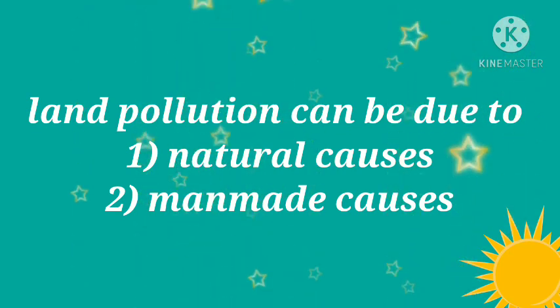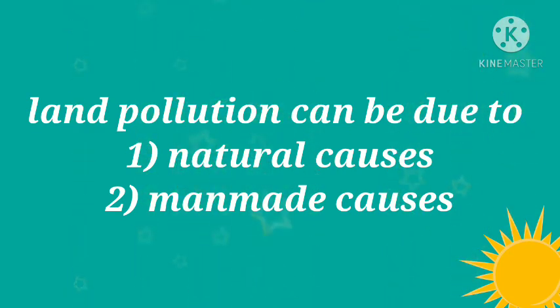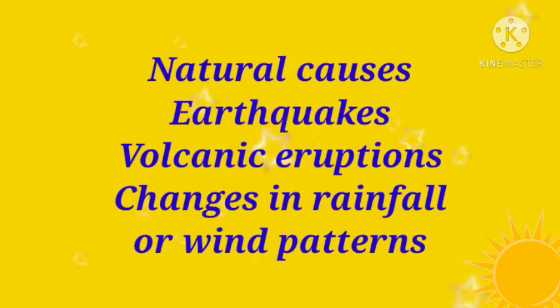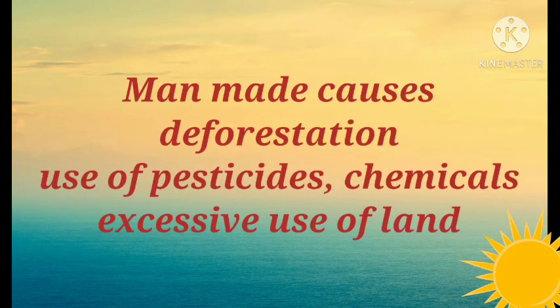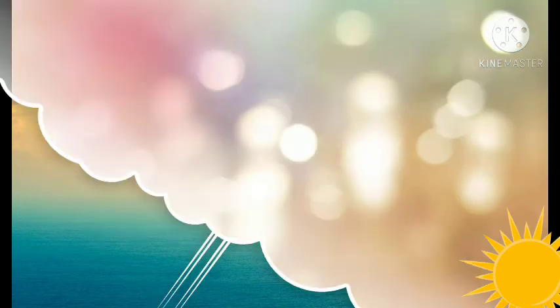Now, we learn that land pollution can be due to natural causes and man-made causes. Natural causes: earthquakes, volcanic eruption, changes in rainfall or wind patterns. Man-made causes of land pollution can be due to indiscriminate cutting down of trees, which means deforestation, use of pesticides and chemical fertilizers, dumping of waste, decomposition of waste, and excessive use of land which reduces the fertility of the soil.